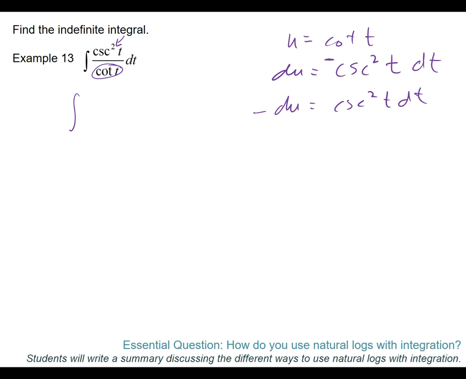What am I putting in for the cotangent of t? And for the cosecant squared t dt, I'm putting in negative du. The u on the bottom. All right, we're going to do our lazy thing. We integrate whatever you get: natural log of the absolute value of u plus c. So instead of writing my u, what am I going to put in? Cotangent t.